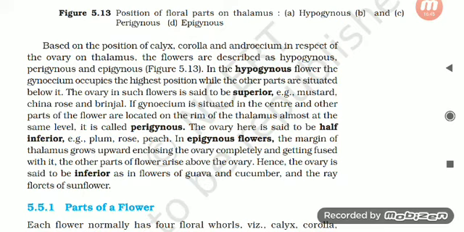If gynoecium is situated in the center and other parts of the flower are located on the rim of the thalamus, almost at the same level, it is perigonous. The ovary here is said to be half inferior. Example: plum, rose, peach. In epigonous flowers, the margin of thalamus grows upwards, enclosing the ovary completely and getting fused with it. The other parts of the flowers rise above the ovary, hence the ovary is said to be inferior, as in flowers of guava and cucumber, and the ray florets of sunflower.